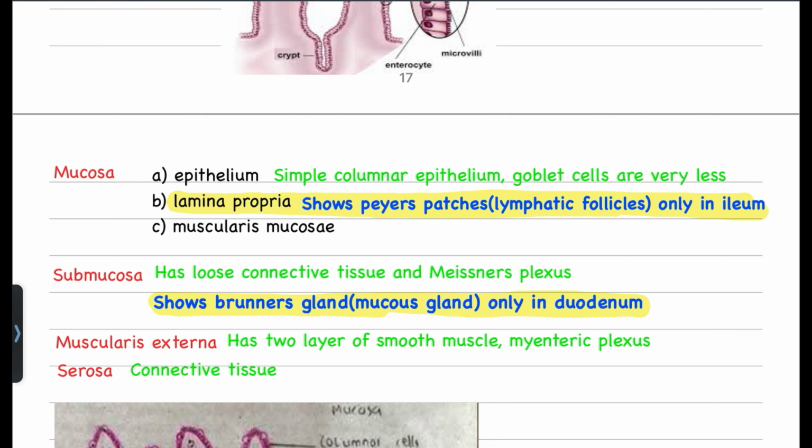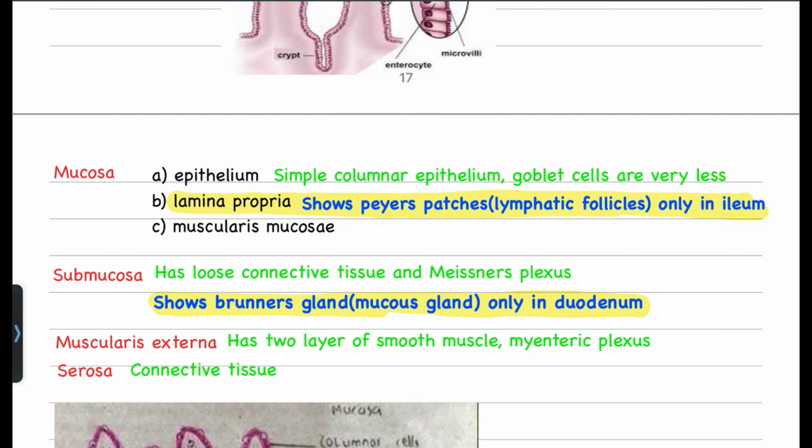Now the 4 different layers of the intestine. The epithelium is lined by simple columnar epithelium all over and has goblet cells, but they are not much, only very few in number. Lamina propria shows Peyer's patches. It is an important identification point of the ileum. Peyer's patches are nothing but lymphatic follicles.